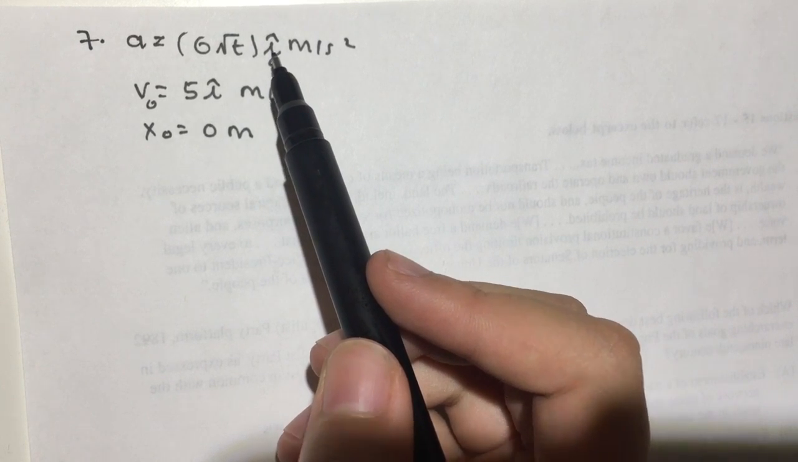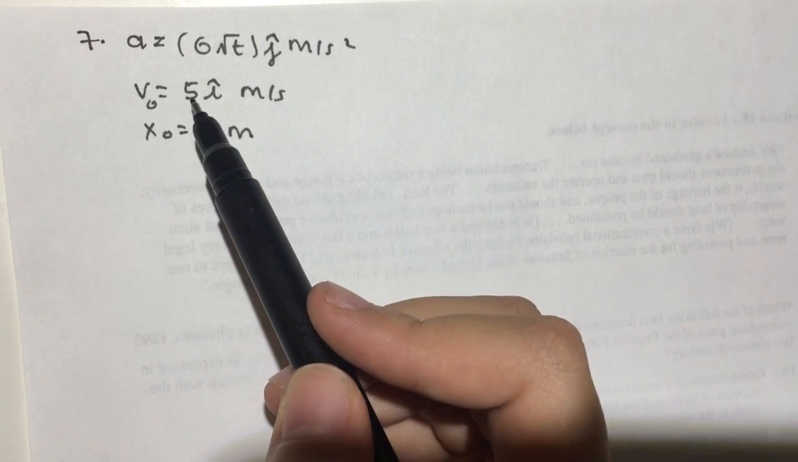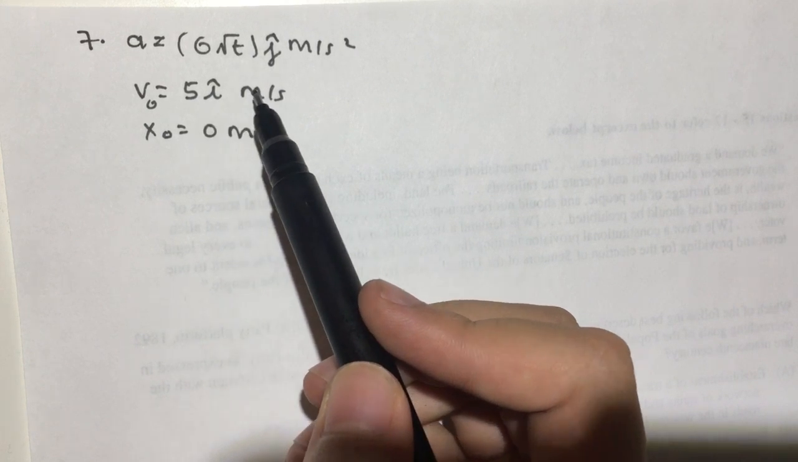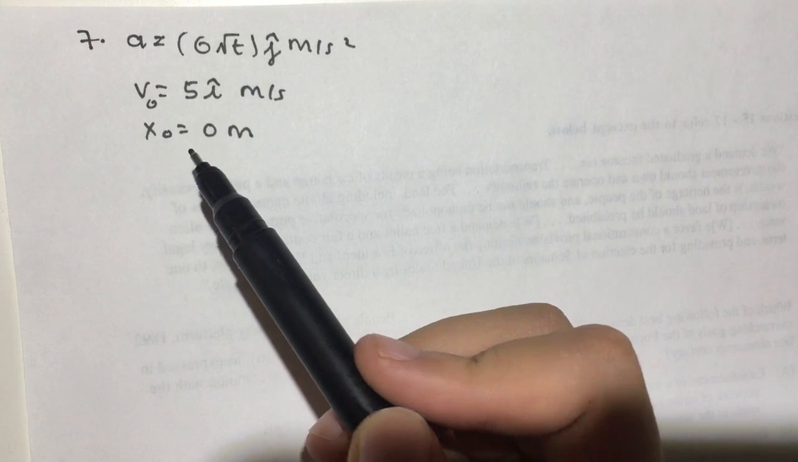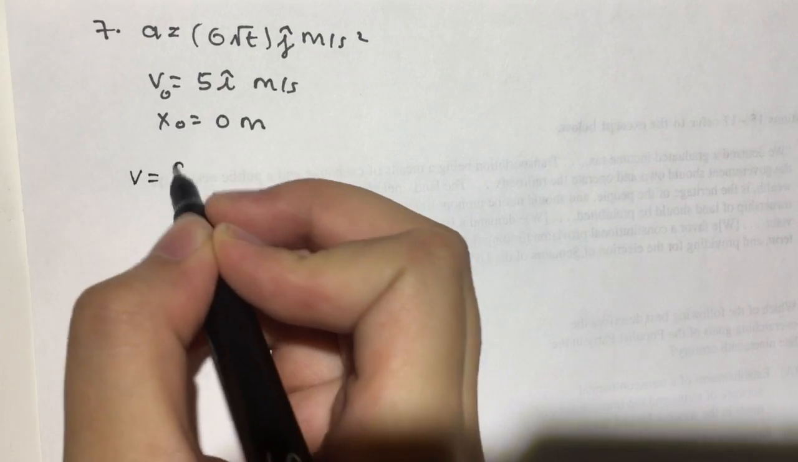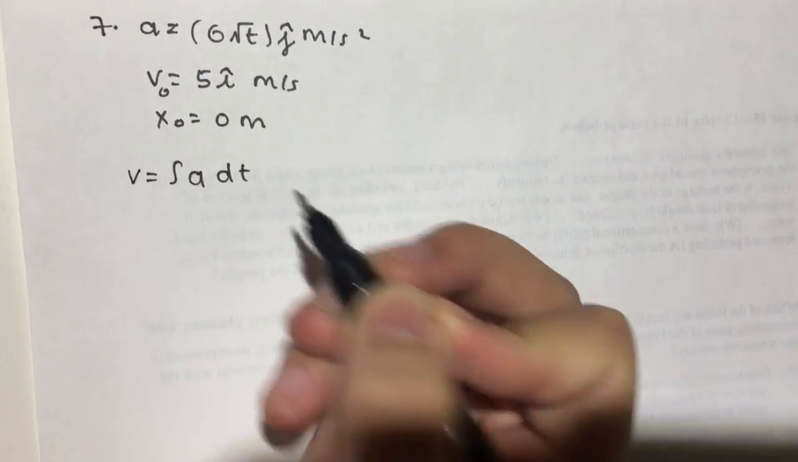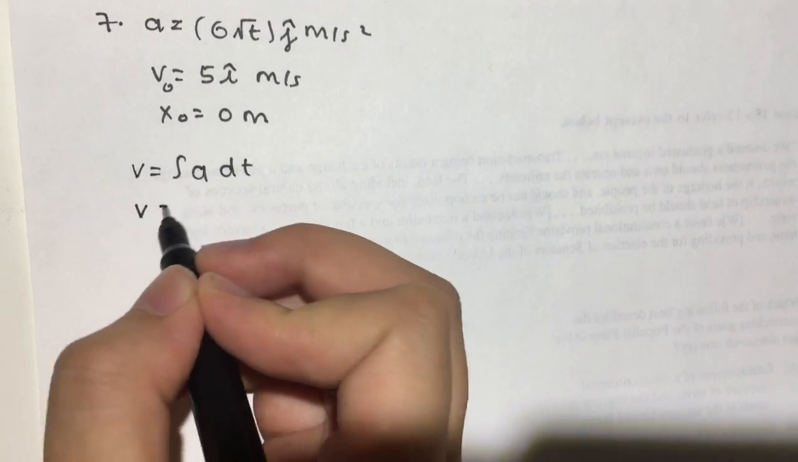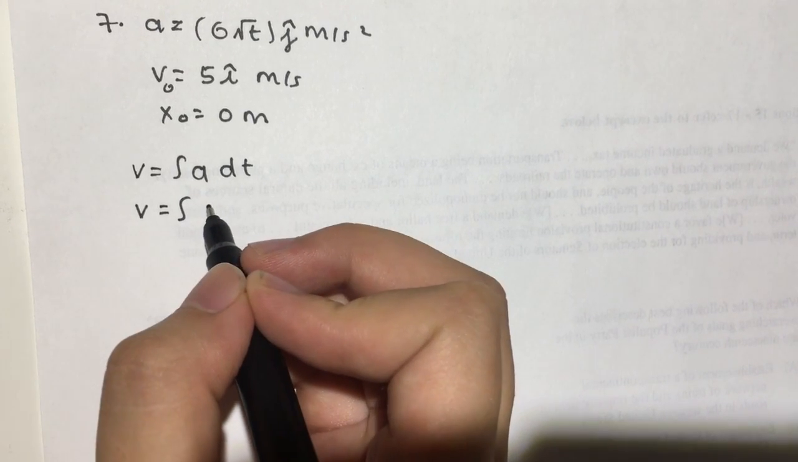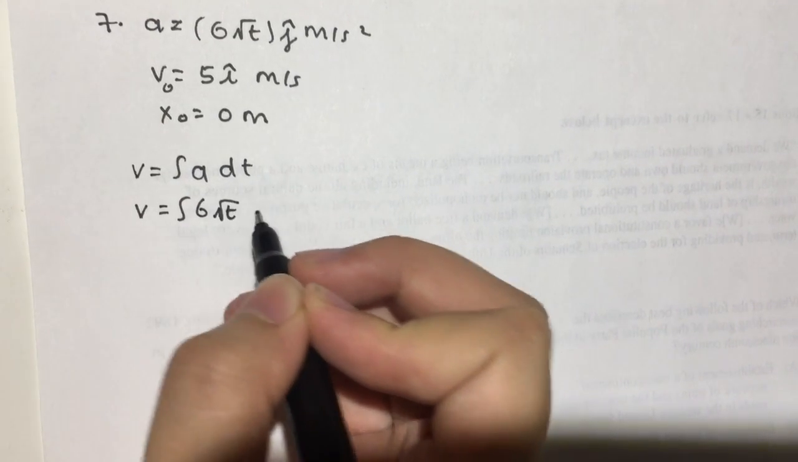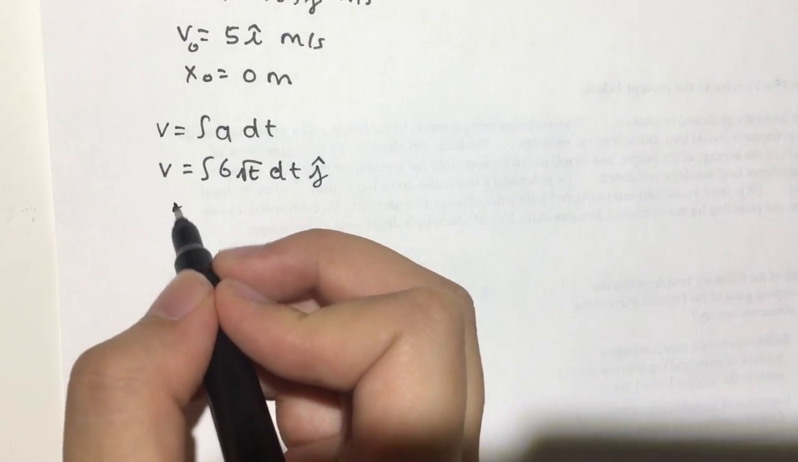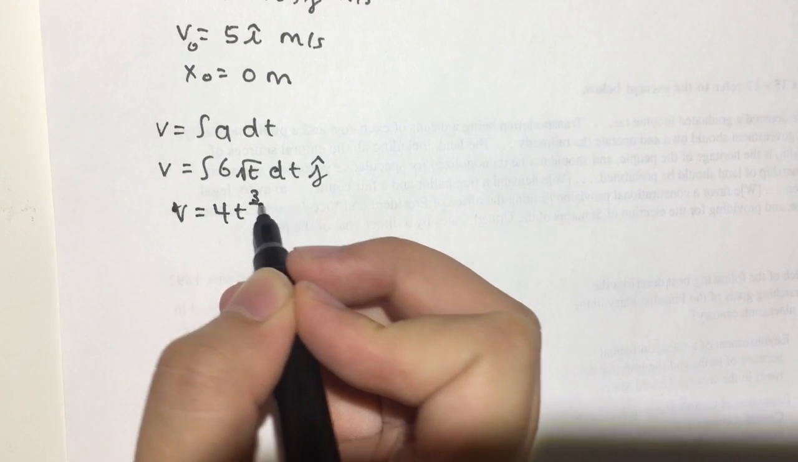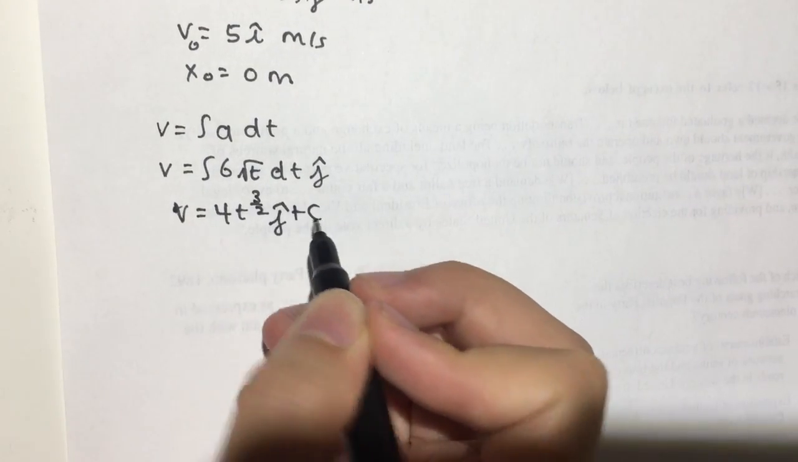which I believe is the vertical component, and we're going to have to integrate it using initial velocity equals 5i, which is the horizontal component, and initial position equals 0. So we know that velocity equals the integral of acceleration. Plugging in the equation, we get v equals the integral of 6 square root t dt j, vertical component, and just integrating this, we get 4t to the 3/2 power j plus c, which is our constant.